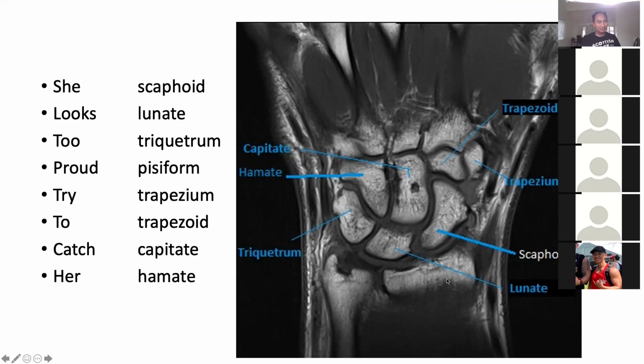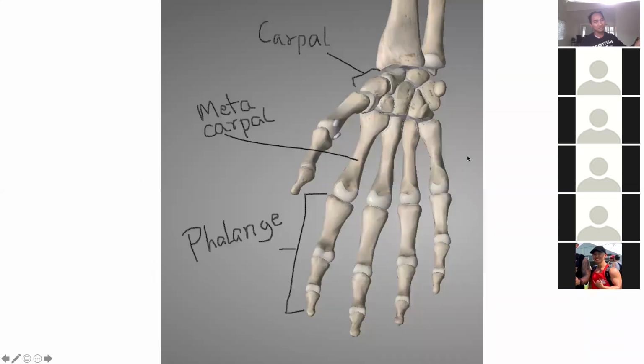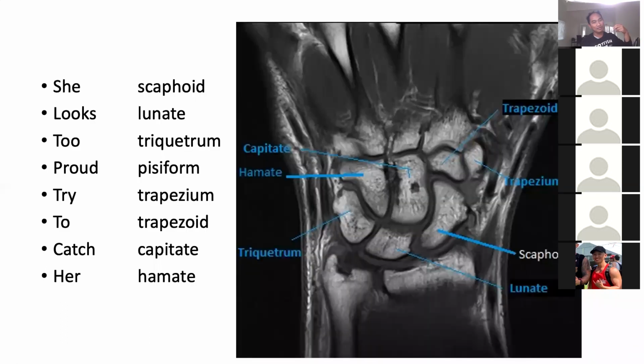So radius, ulna, from the radius to the ulna was the proximal row. "She looks too proud": scaphoid, lunate, triquetrum, and pisiform, which is really small, therefore we cannot see it in this section. And the second row is "try to catch her": trapezium, trapezoid, capitate, and hamate. That is the anatomy we study from this, and then move into that.